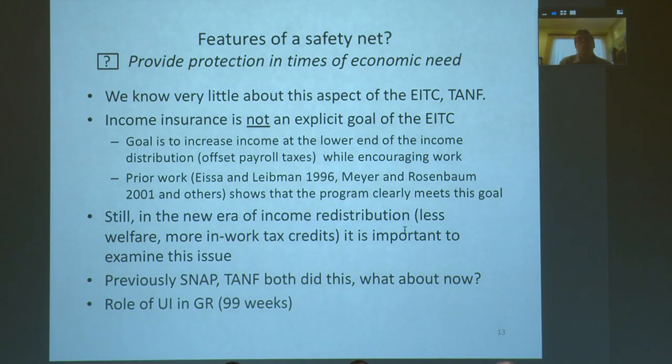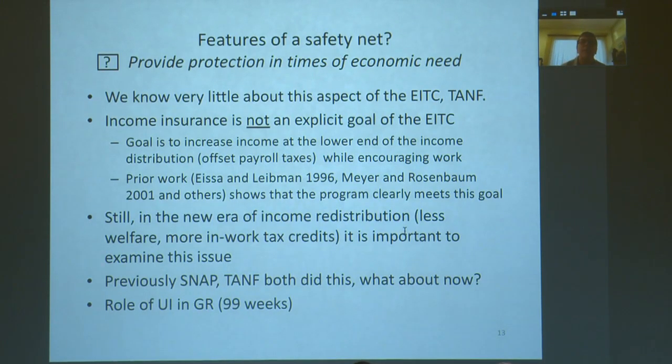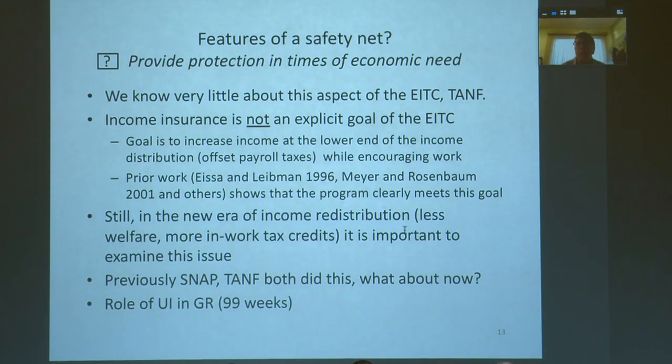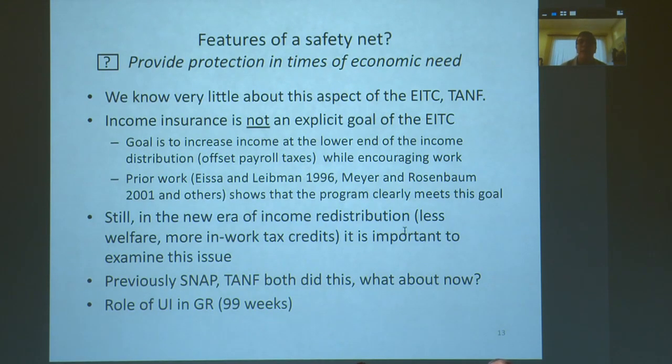okay? So what about whether the EITC is providing protection in times of economic need? At the time we wrote this paper, as far as we knew, no one else had actually looked at this for the EITC, and we didn't know much about it for TANF either, okay? Now, I just should point out, income insurance is not an explicit goal of the EITC. The goal was to increase income at the lower end of the income distribution while encouraging work, and the program clearly does this, but it seems important in an era of less welfare and more in-work tax credits to think about whether the EITC can be responsive.